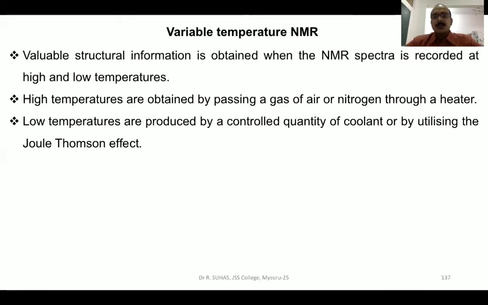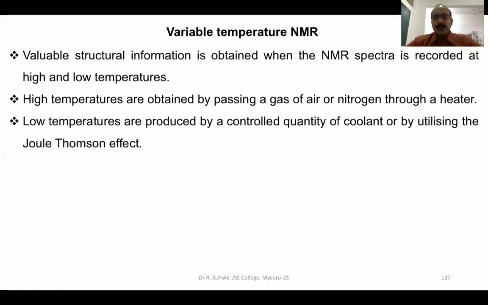So usually two types of variations in temperature we can do. One is increasing the temperature, another one is decreasing the temperature, or you can say high temperature and low temperature. How you can do high temperature? It is obtained by passing a gas of air or nitrogen through a heater. So you will have a sample tube, keep that sample tube in the NMR spectrometer, and then pass the gas of air or nitrogen through a heater. So the sample gets heated. What is the effect? What is the result of heating? We will see later.